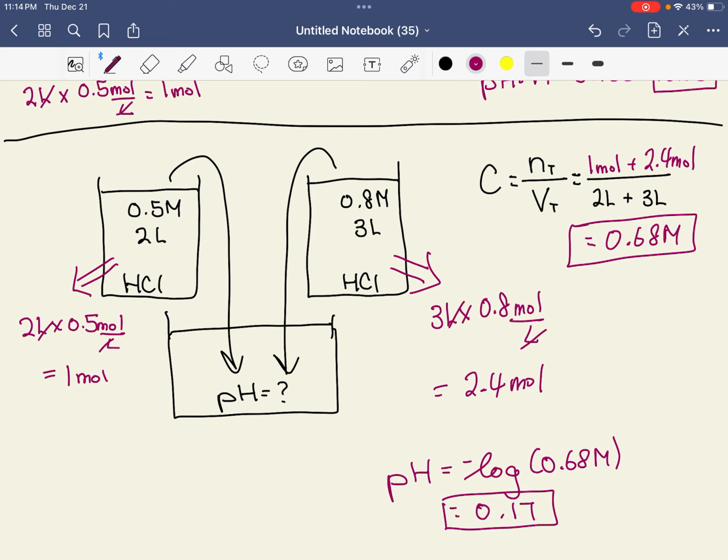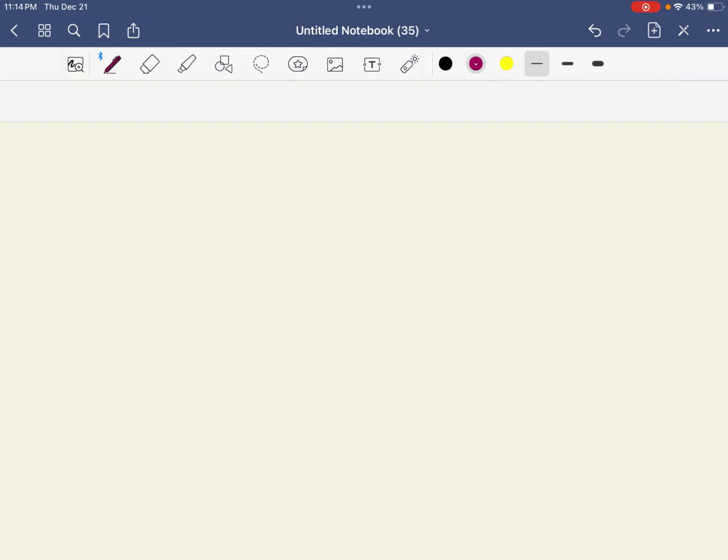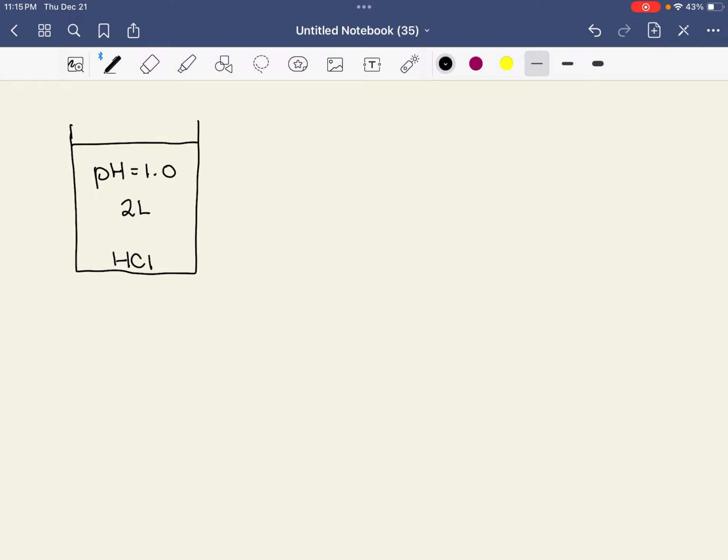Okay, let's do another example. I have 2 more examples that I really want to check out, so let's take a look at this one. Oh, this one is nice, man. I love this example. Why? Because it's real. I have a beaker of HCl that has a pH of, let's say, 1.0. And the volume here is 2 liters, okay?